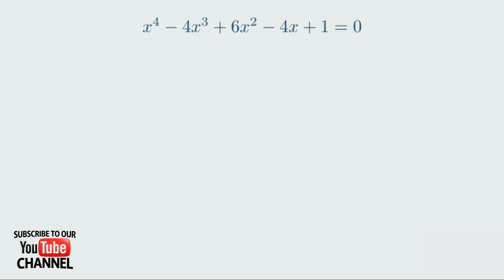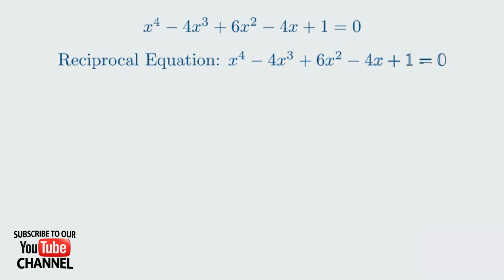Do you see a pattern here? The coefficients are the same if you read them forwards or backwards. This type of polynomial is called a reciprocal equation. So, we're dealing with a special kind of polynomial called a reciprocal equation. This pattern is our biggest hint on how to proceed.